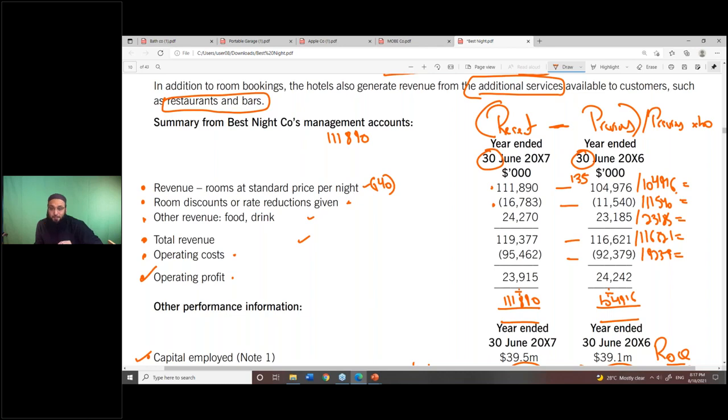Now what I'm doing is I'll deduct the discount to work out a figure, and this is a figure which is not available here. It's the revenue after discount.